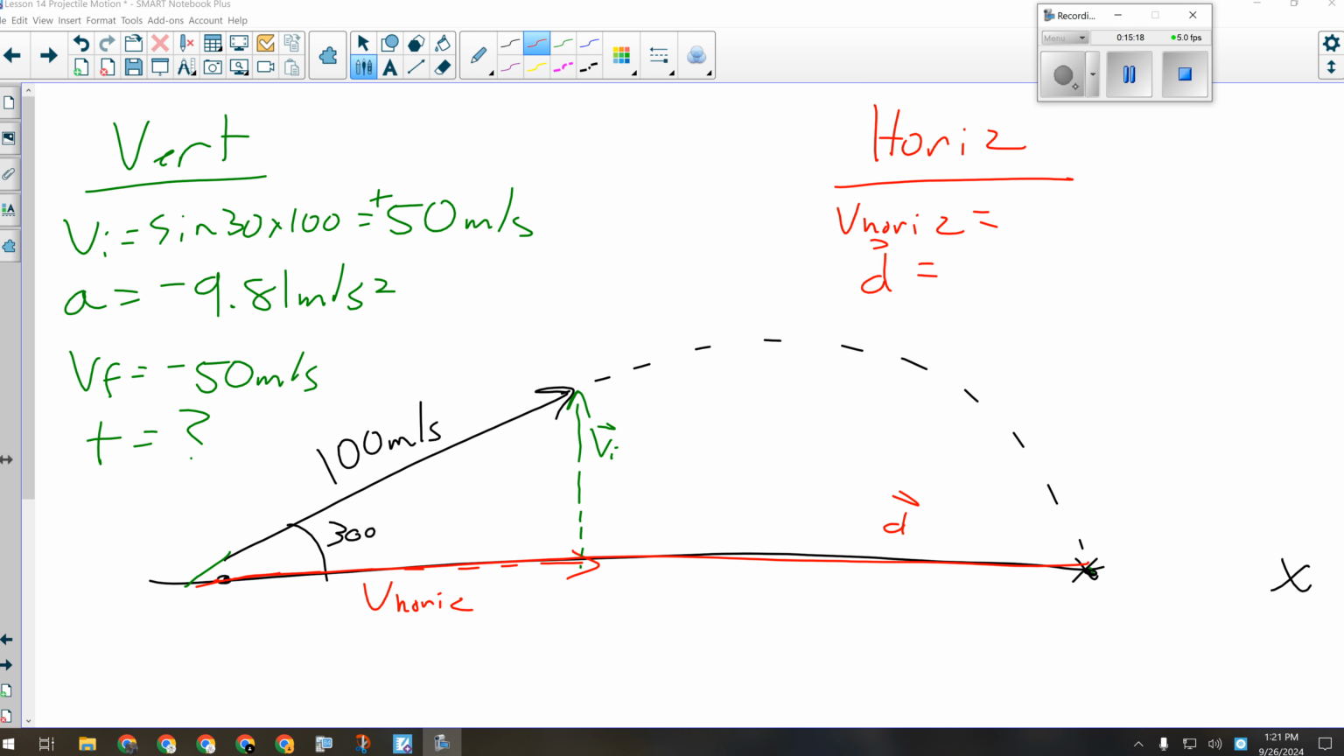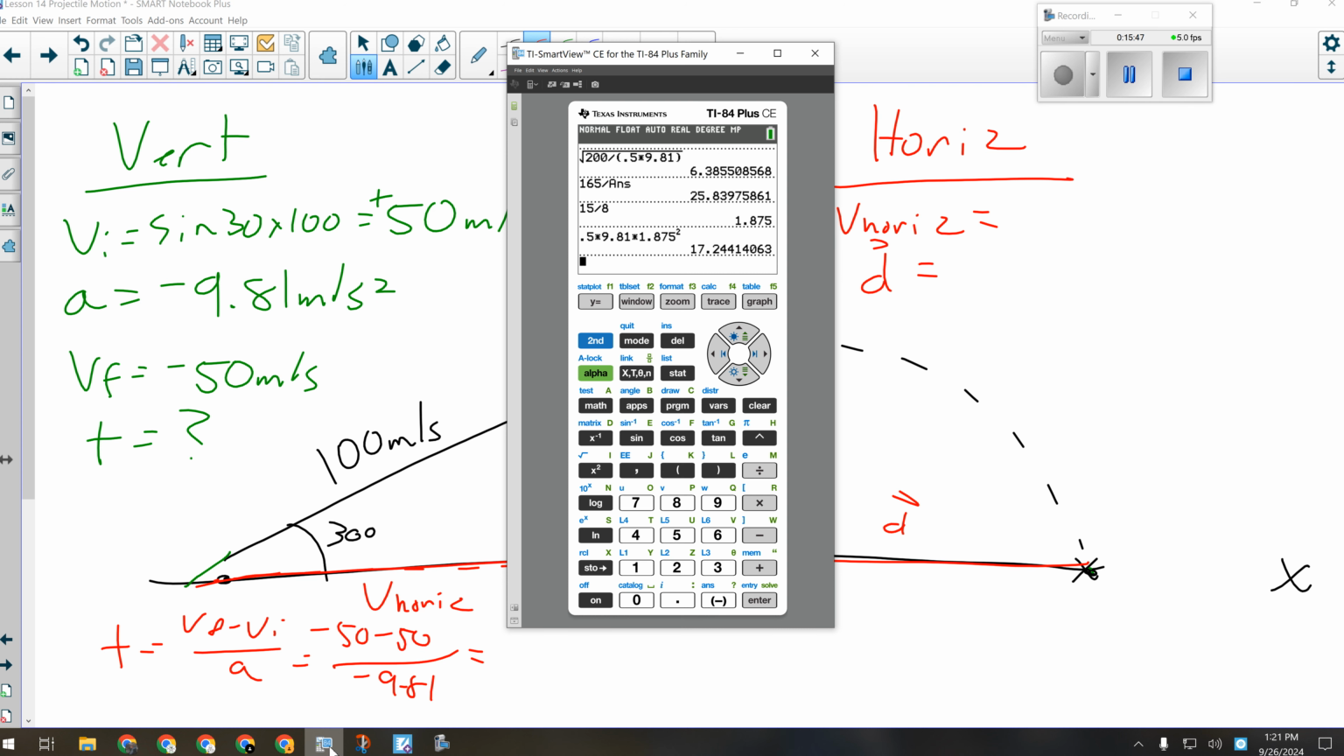If I want to find the horizontal displacement, what do I need? I need time. So I'm going to use the vertical information to get that. I'm simply going to go T equals VF minus VI over A. So that's negative 50 minus 50 divided by negative 9.81. That way I don't get a negative time. Just because I'm flying through the air doesn't mean I'm going back in time. Negative 50 minus 50 is 100, obviously. Negative 100 divided by negative 9.81. So this thing is going to be in the air for 10.2 seconds, roughly.